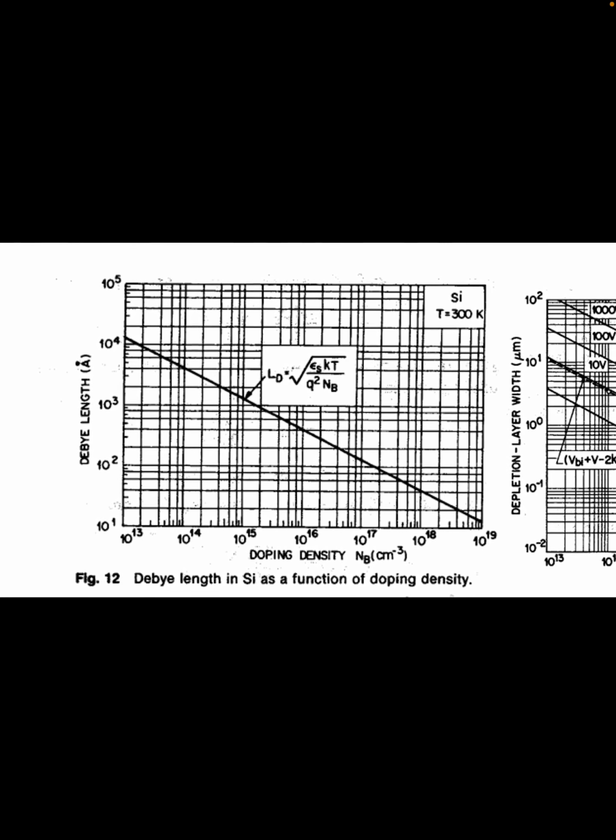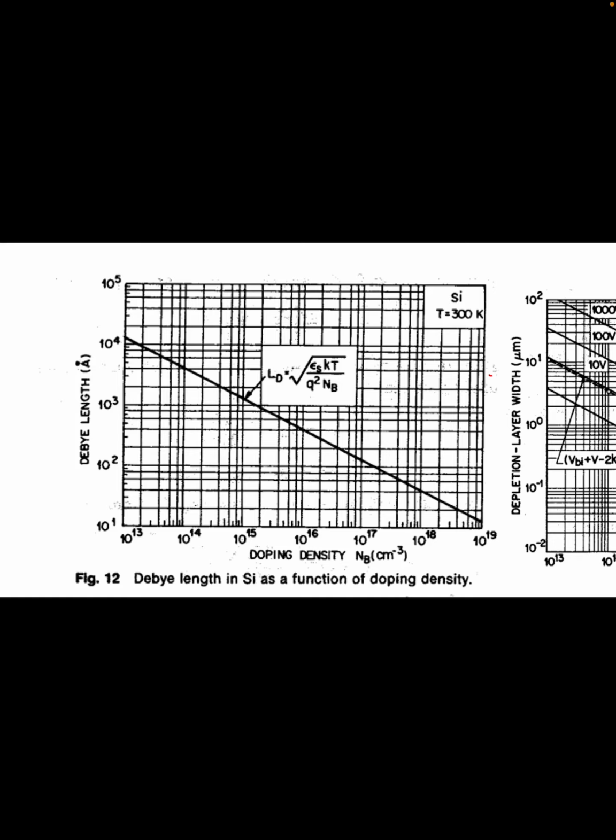So here I have the Debye length against the doping density, and you see it is all in angstroms. If you have a very high doping density, then you have a Debye length which is significantly smaller. What it means is that if you have a lot of charge carriers, then the electric potential is screened out much faster. Whereas if you have a very small doping density, then you have the potential penetration into the material to be much longer.